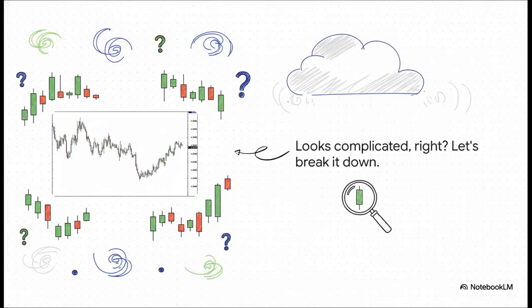Let's be honest, a chart like this can look pretty intimidating. It just seems like a chaotic, random jumble of green and red bars. It's no wonder so many people feel overwhelmed before they even start. But what if I told you there's a story hidden in all that chaos?